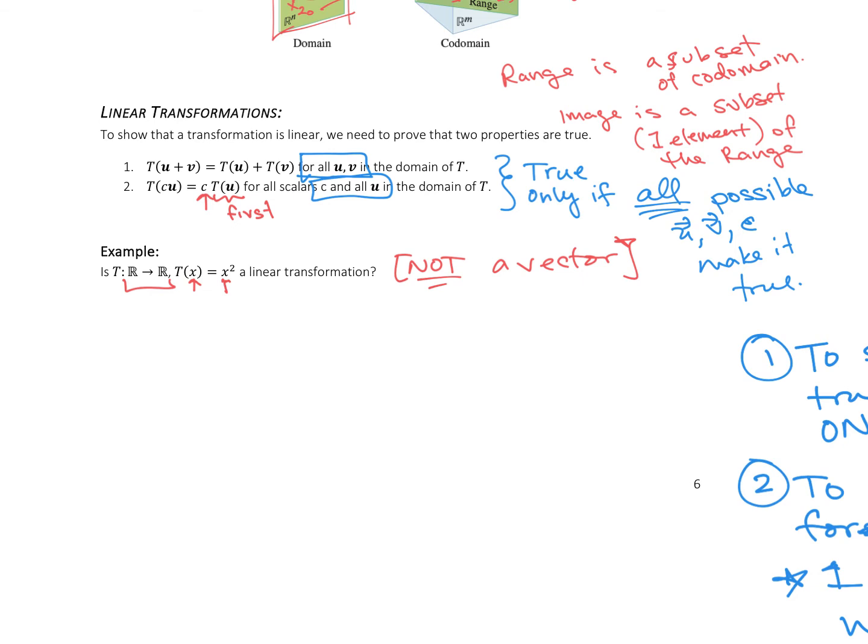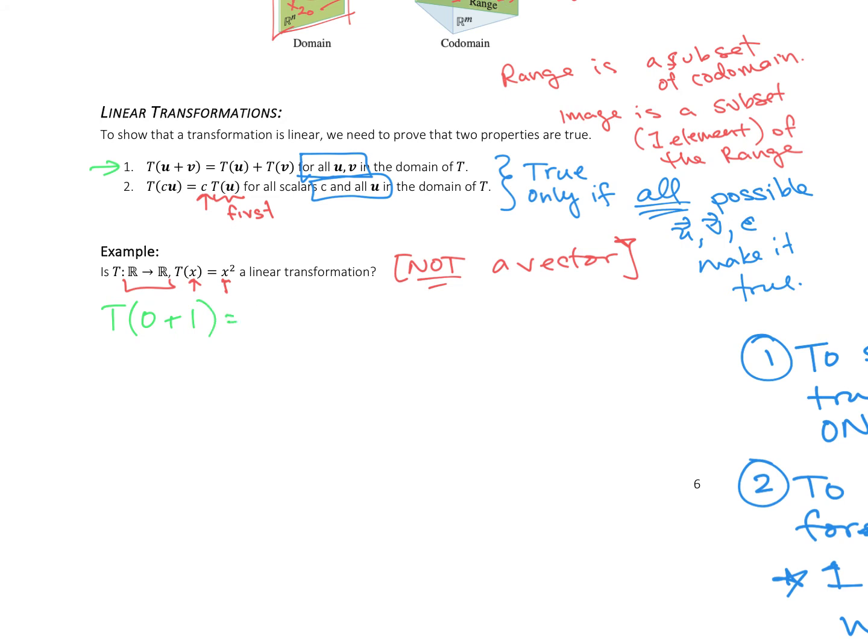So, to make it fun, let's start with trying. I'm going to try to make this true, or at least my first condition, just to show you that it is possible to have a true statement here. So the first thing we want to show is that T of two different values added together is equal to the transformation applied to one value plus the transformation applied to the other. So I'm just going to pick two values, and I'm going to pick values that I know are going to make things work out just the way I want. So I'm going to do 0 and 1.